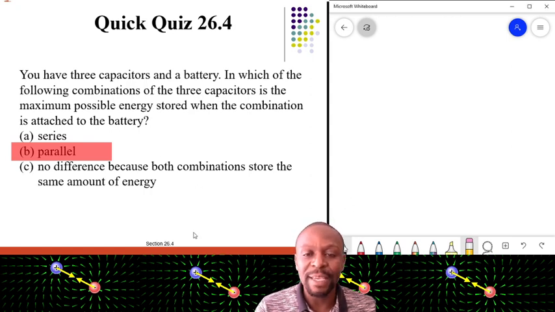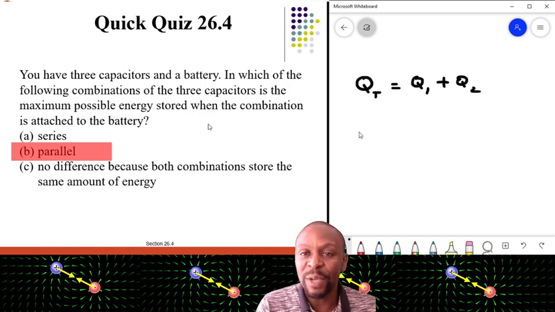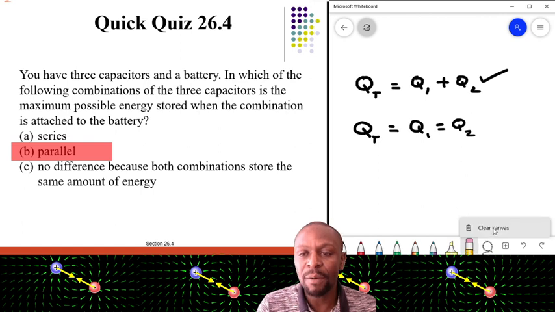Therefore, when they are in parallel, you remember, the total charge is just given by, say, you have two capacitors, Q1 plus Q2, as we have done in the previous slide. But when they are in series, the Q total is just Q1, which is equal to Q2. So you need to connect them in parallel, because this is a parallel connection and this is the series connection. Therefore, for you to have a total energy, you just have to connect them in parallel, because you will have more charges.